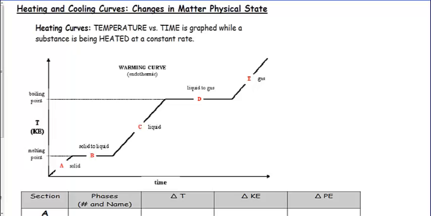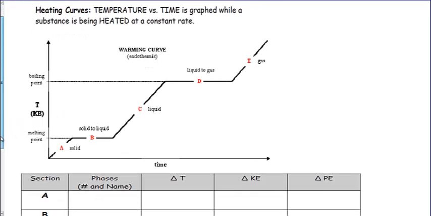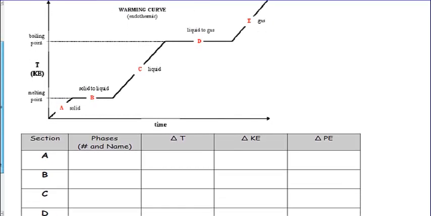The first one we're going to look at is a heating curve. What happens when we're looking at a heating curve is that we're adding heat to a substance at a constant rate, so it has to be temperature versus time. Now remember, temperature is the average kinetic energy. So if temperature is increasing, so is the kinetic energy. So we're going to fill in our chart here according to our graph.